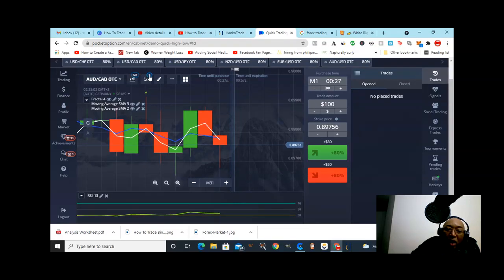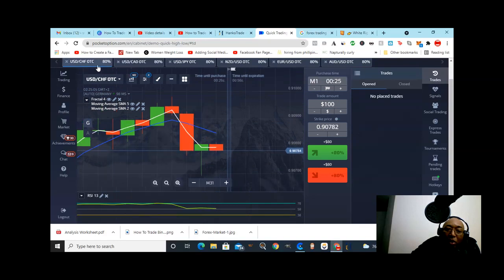Okay, the RSI is right in the middle where we want it to be. And these guys have crossed. And now they are going up.